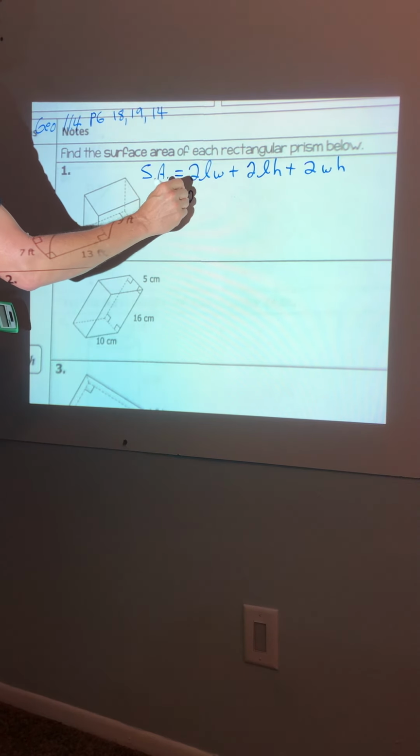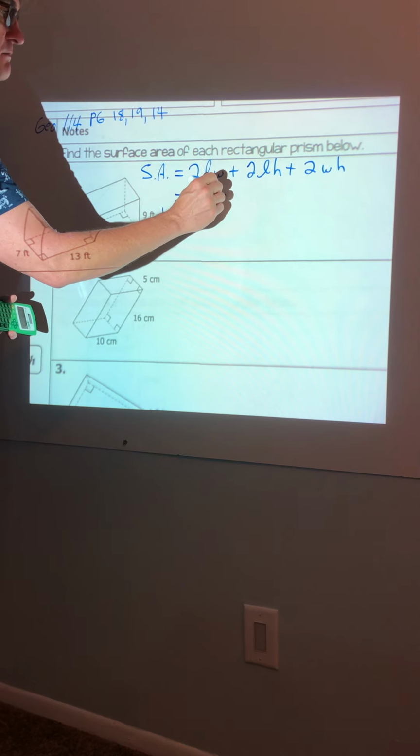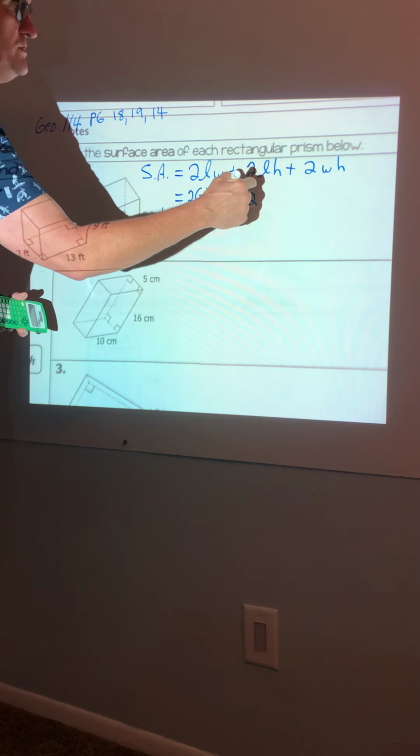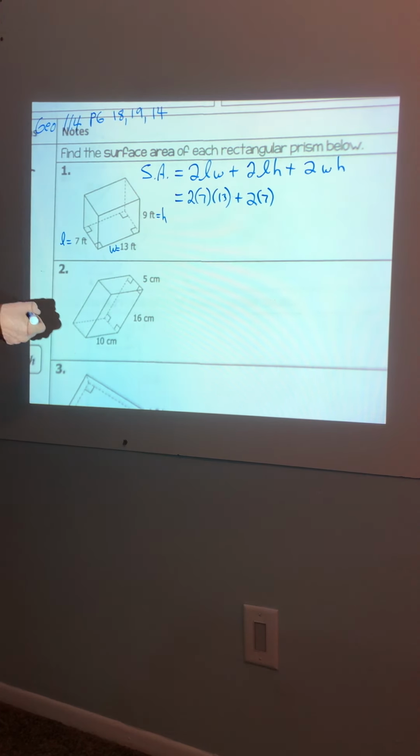So who did I make be the length? 7. So now it's 2 times 7. Who did I make be the width? 13. You're just going to follow. 2 times, length again. Length was 7. And we called height 9.